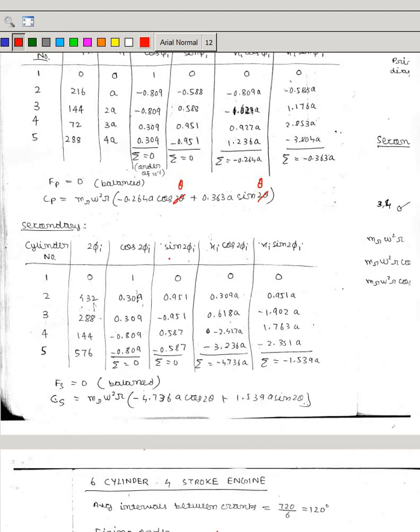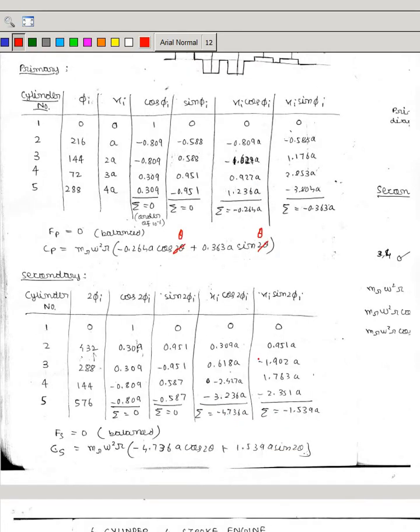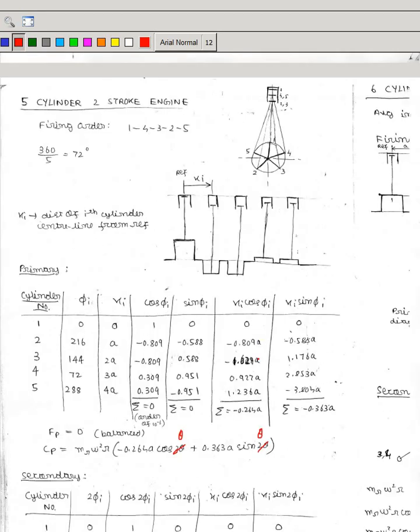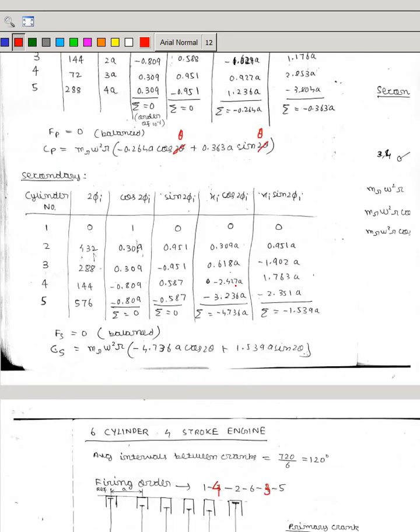Then same procedure: cos 2 phi, sin 2 phi, x sin 2 phi, add. So forces are balanced. So secondary forces are also balanced for this engine, but this term is there. Here cos 2 theta, sin 2 theta is okay. So this is all about the state of balance of a 5-cylinder 2-stroke engine. Here we are not showing any method to balance this engine.